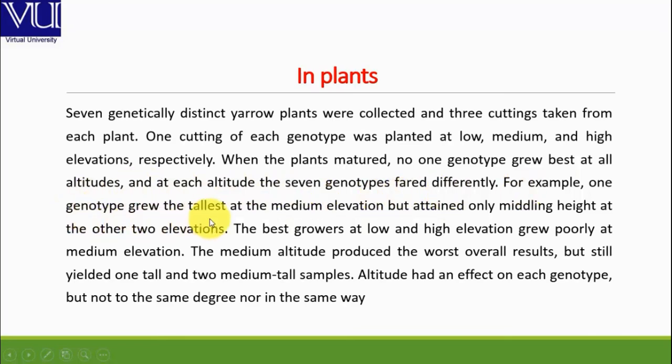one genotype grew the tallest at the medium elevation but attained only middling height at the other two elevations. The best growers at low and high elevation grew poorly at the medium elevation. The medium altitude produced the worst overall result but still yielded one tall and two medium tall samples. Altitude had an effect on each genotype but not to the same degree nor in the same way.